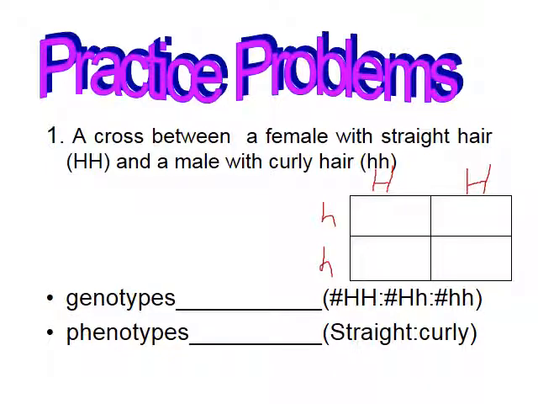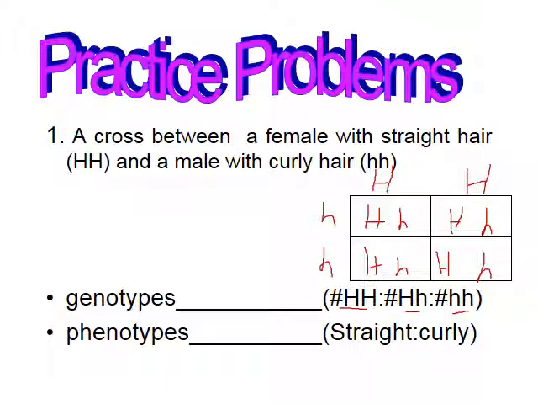And now we just fill in the boxes straight down. Big H, straight down, big H. Now we follow the little h across to the right, little h there, little h there, little h there, and little h there. So genotypes, it wants the ratio of homozygous dominant to heterozygous to homozygous recessive.